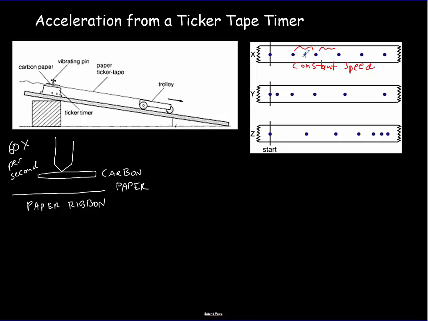Because it was always the same amount of distance, and we know the time between dots is always the same, it's always 1/60th of a second. So it always went the same distance in the same amount of time. Whereas this object here is going bigger and bigger distances for the same amount of time, so it's speeding up. And this object here is, of course, slowing down. It's going smaller and smaller distances in 1/60th of a second, so it's slowing down.